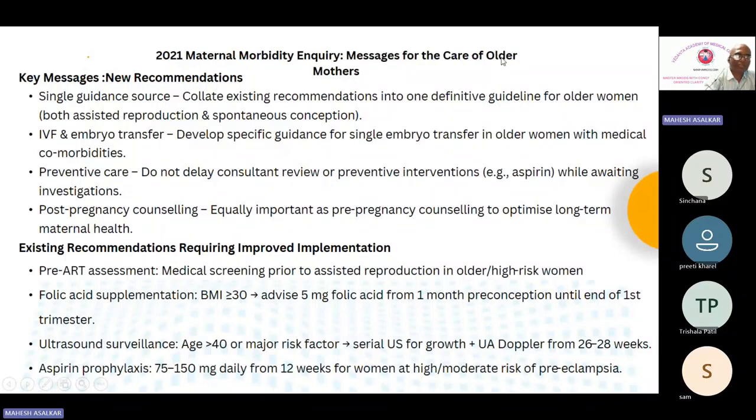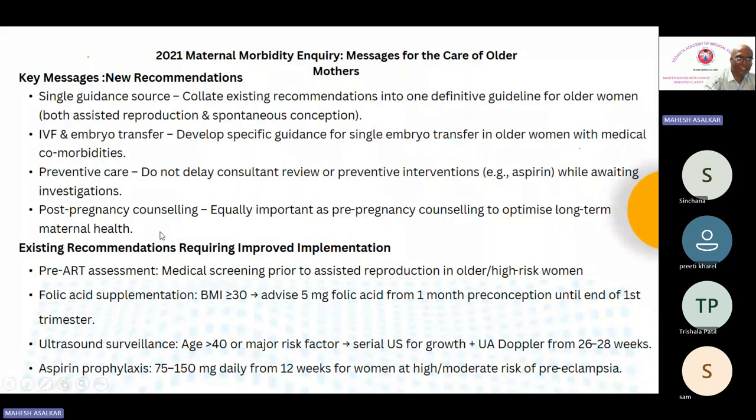Key messages for the care of the older mother, which we have seen. There should be a single guidance source, collating existing recommendations into one definitive guideline for older women, both assisted reproduction and spontaneous conception. For IVF and embryo transfer, develop specific guidance and promote single embryo transfer for these women. Preventive care like aspirin should be emphasized, and there should be screening for GDM. Pre-pregnancy as well as post-pregnancy counseling is important.